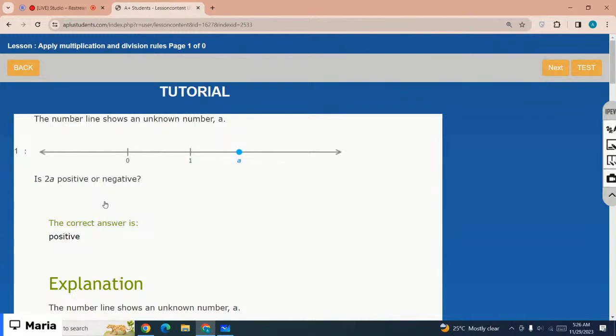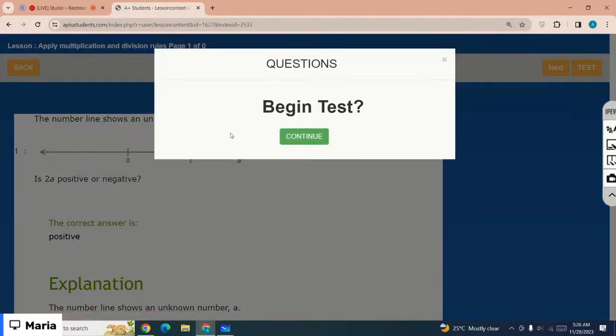Yes, a is already on a positive side. You need to see two things here. A is already on the positive side. The other thing is 2a. 2 is multiplying to a and 2 is positive. So you are multiplying two positive numbers, answer must be positive, right? Let's just start with the test questions.